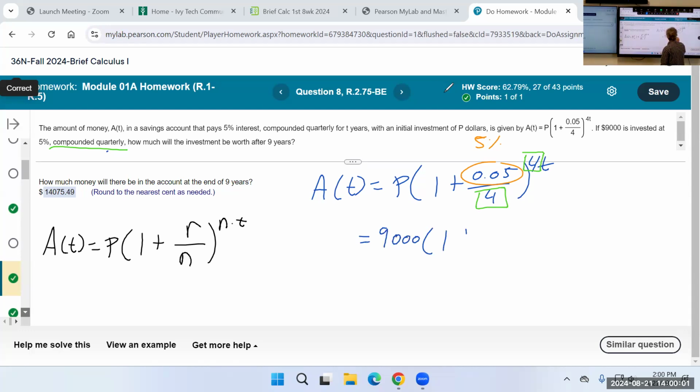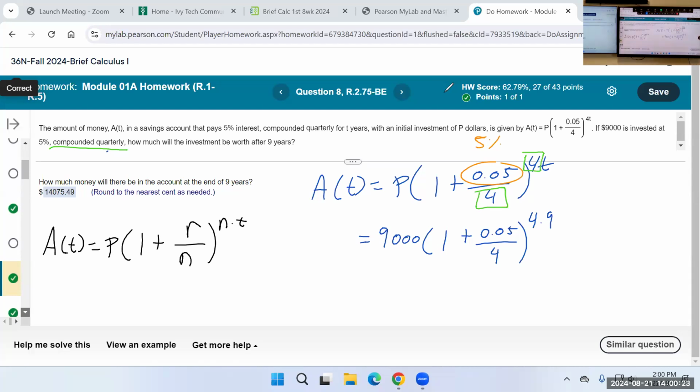9,000 times 1 plus 0.05 over 4. And then how many years? Well, for me it was 9. So we want to do a calculator check and see, can we enter this in a calculator and get an answer? If you have a calculator with you, I'll ask you to play along.